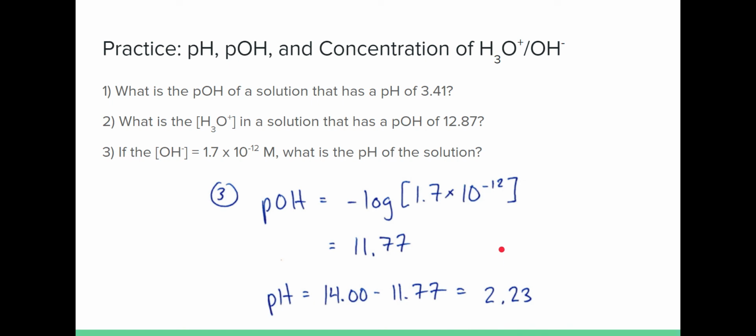That concludes our discussion of pOH and how it relates to pH. Our next lesson will center on the topic of how we look at conjugate acids and conjugate bases.